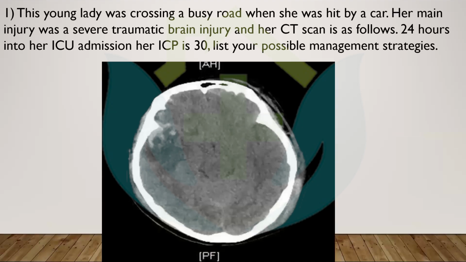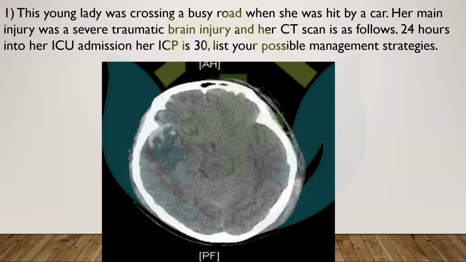Okay. So images: a young lady crossing a busy road was hit by a car, with severe traumatic brain injury. CT scan following 24 hours into the ICU admission shows ICP is 30. Especially they have given the value of the ICP. List your possible management strategies. So another tip, they are not asking you to describe the CT scan. Like people, as soon as they see it, they don't read the question.